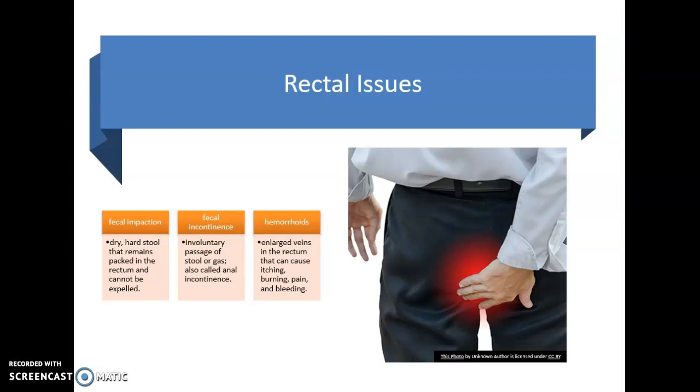Rectal issues: we have fecal impaction. That is where they get so constipated that they're impacted and it can't be expelled. So nurse assistants in the past would go and just dig that out. They don't recommend that anymore, but sometimes that is what is required, and sometimes an enema will do that.